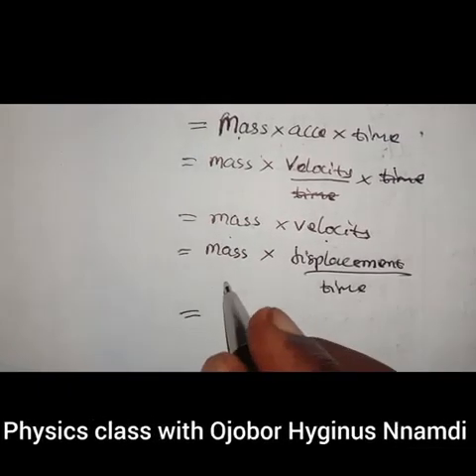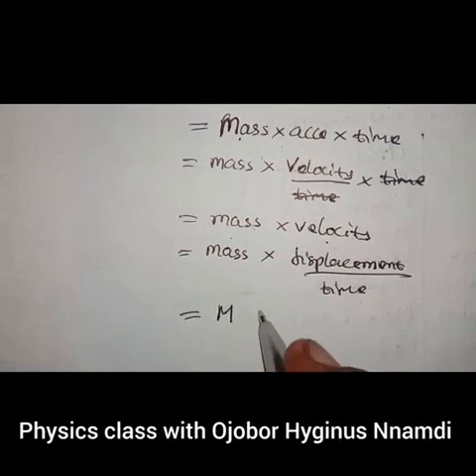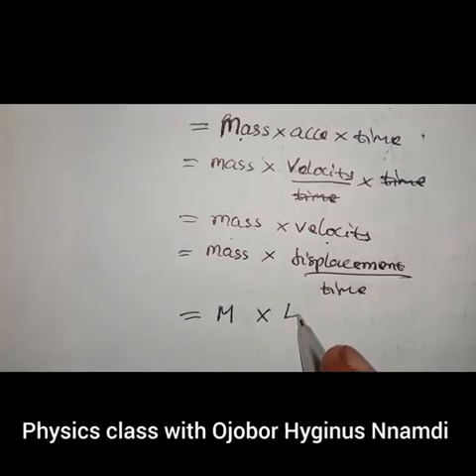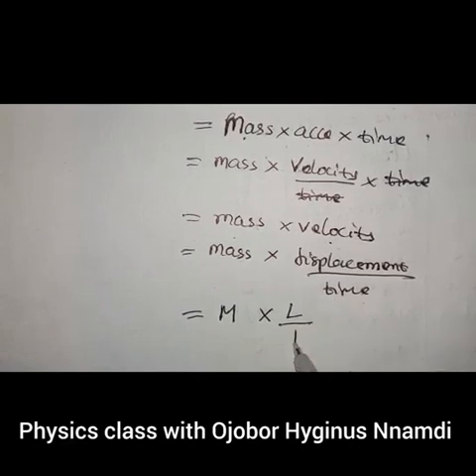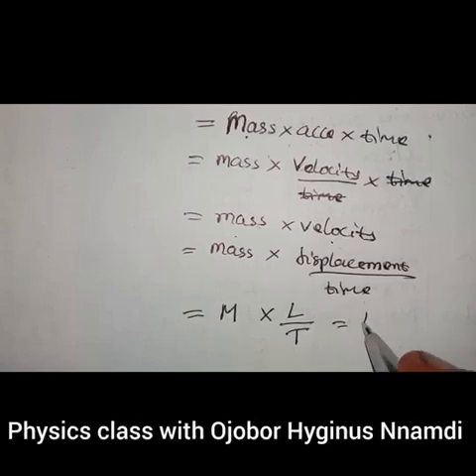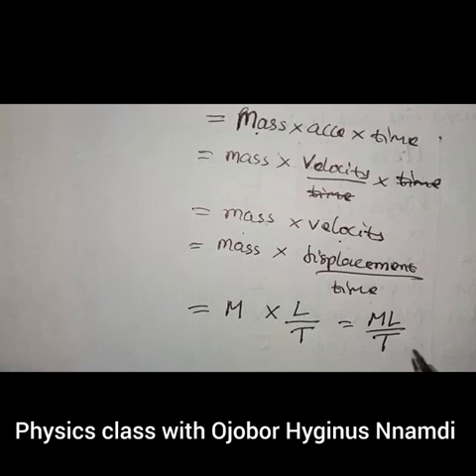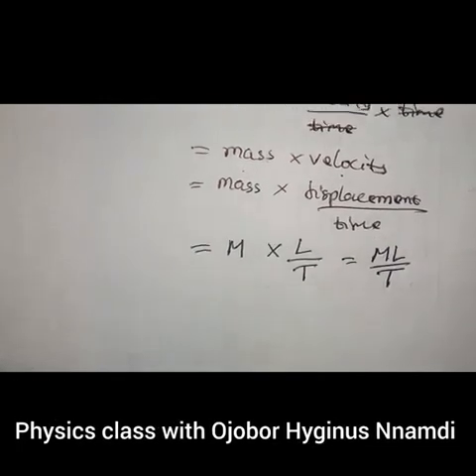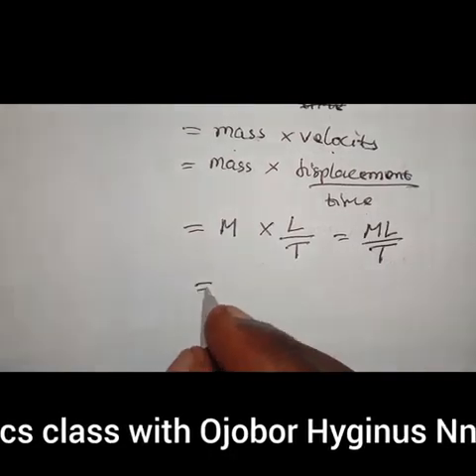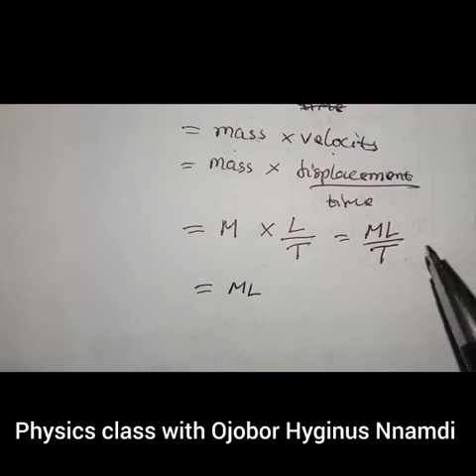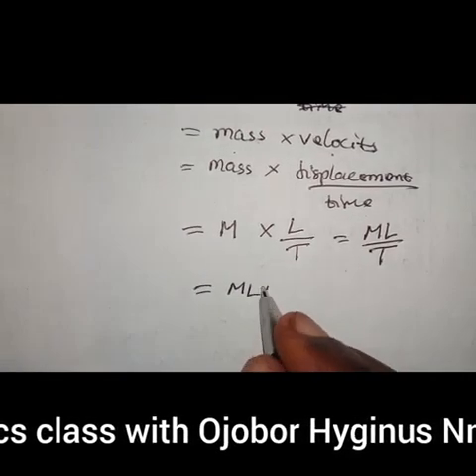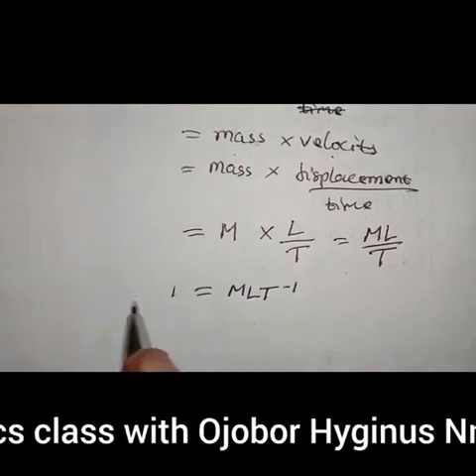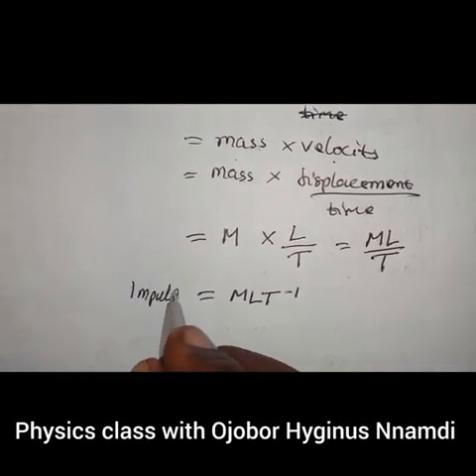The dimension of mass, as we've written before, is capital M, times the dimension of displacement, which is equivalent to length, is capital L, while the dimension of time is capital T. Now this will give us ML over T mathematically, but we do not write dimension in a fraction form. Instead, we make it to be in a linear form, index form. So that is equivalent to M L, and by the law of indices, if this T should come up, it becomes T raised to power minus 1. This is the dimension of impulse.